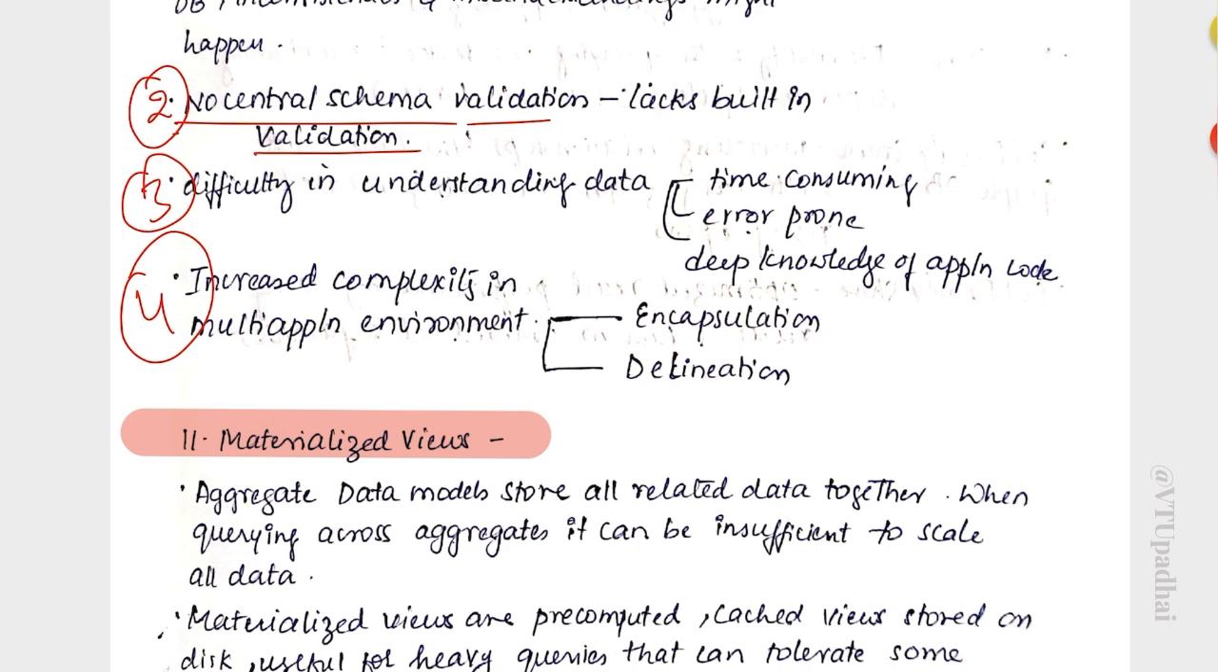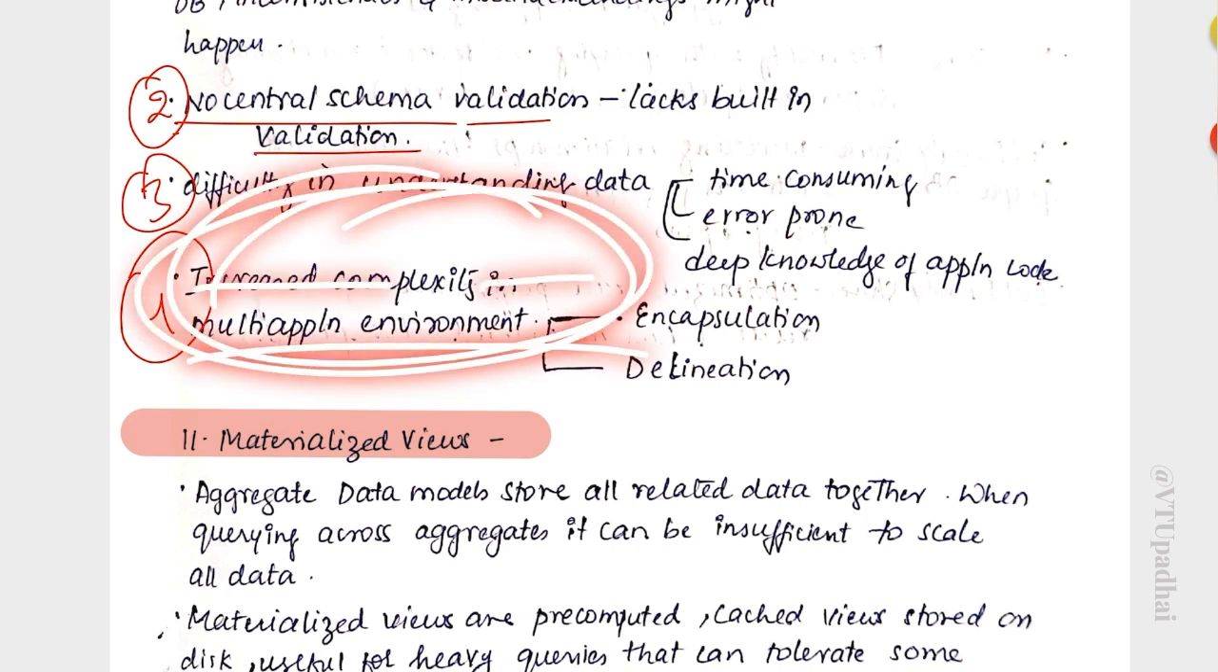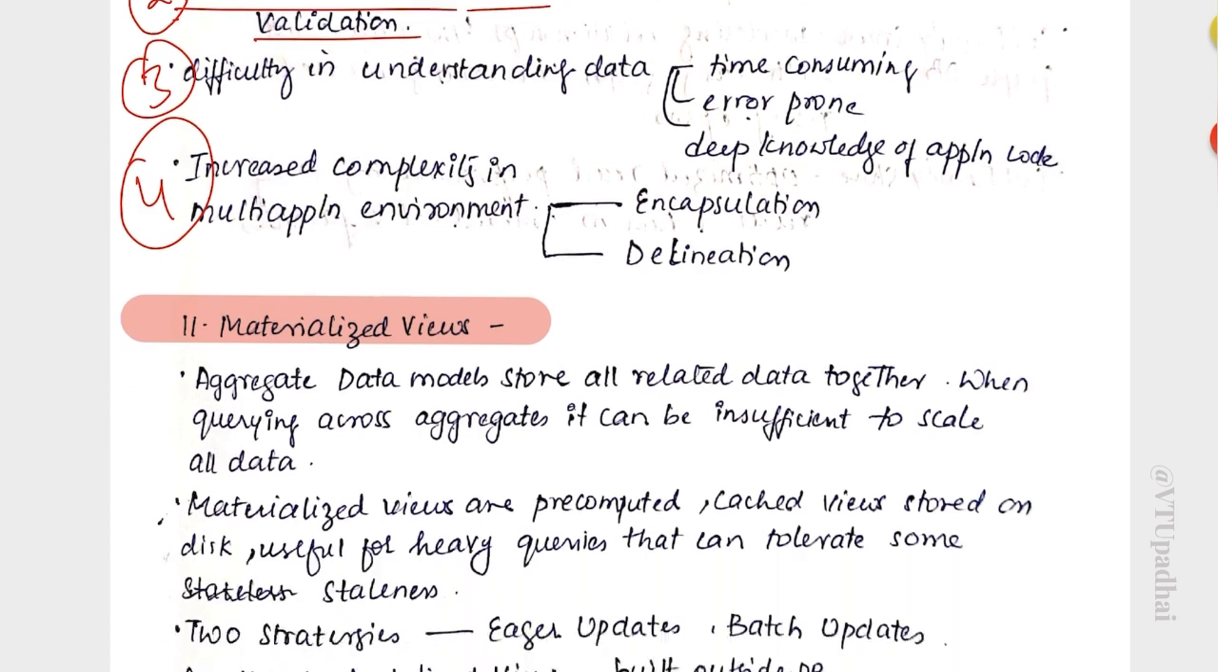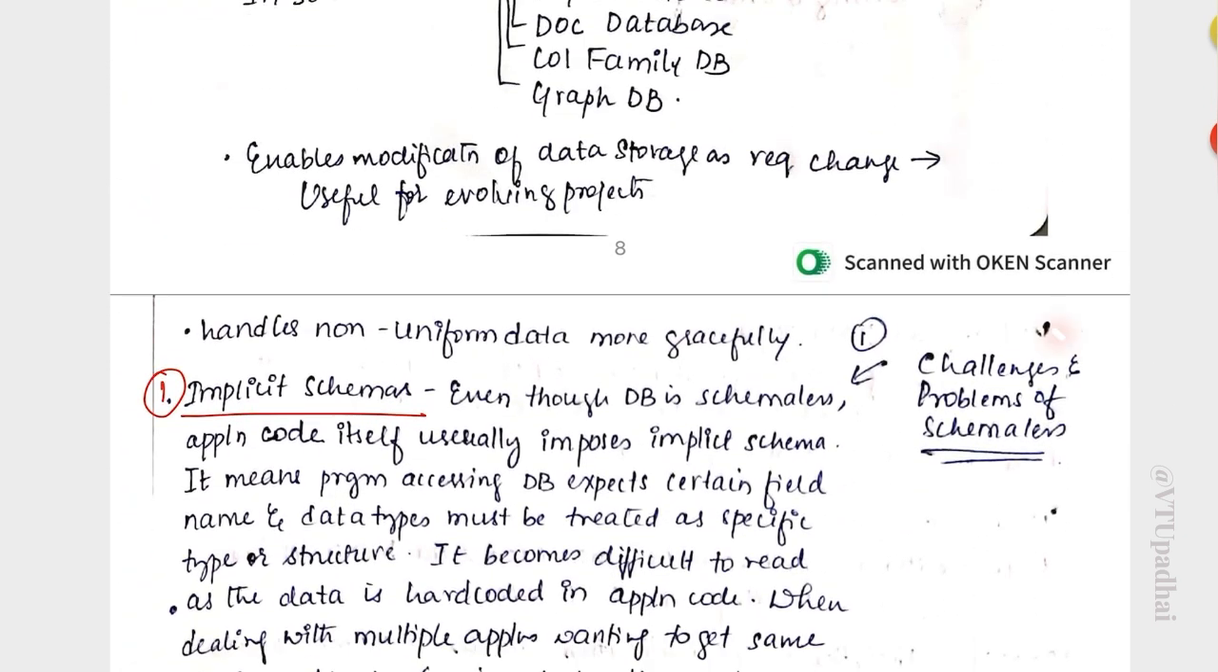So we have a few strategies to overcome this. One is encapsulation and the other is delineation. In encapsulation, I'm limiting the database interactions to a single application, and I'm using web services to interact with others. I'm encapsulating the database. Next is delineation. Here I'm clearly defining different areas of an aggregate for different applications, like separate sections in a document or different column families. By using these, I can overcome or mitigate the issues of this increased complexity in a multi-application environment. So this was about the challenges and problems of schemaless.